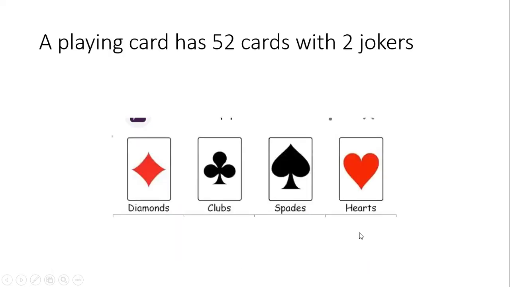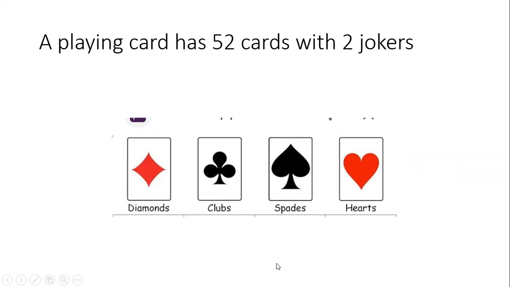But to make the work easy, I just wanted to show you so that you'll be able to differentiate which one is a spade, which one is a club, which one is a diamond. A diamond card looks like this, and it has its own number. A club will look like this. A spade is like this, and you have your heart. So you have 52 cards, with 2 jokers, in a playing card pack.